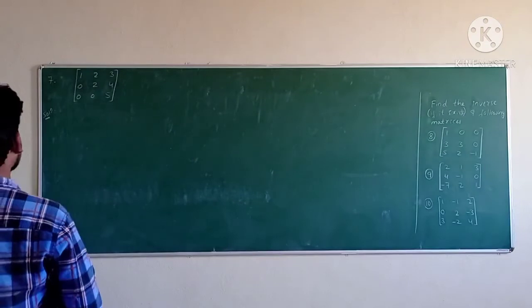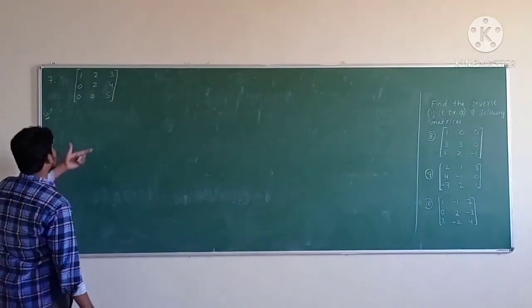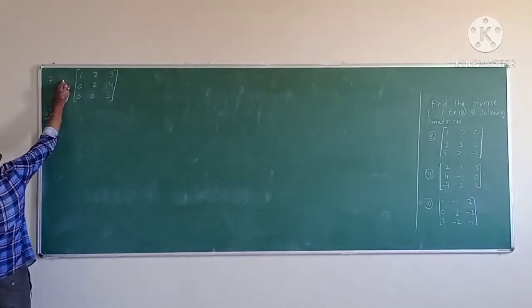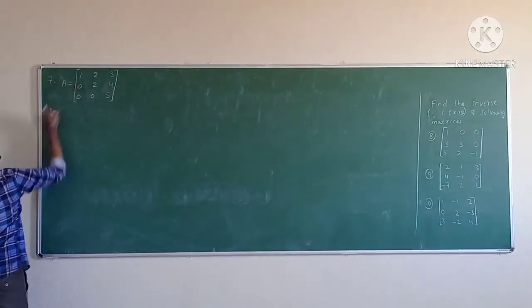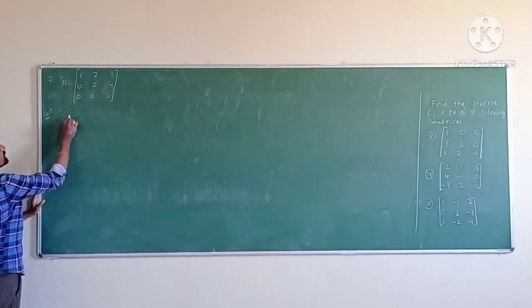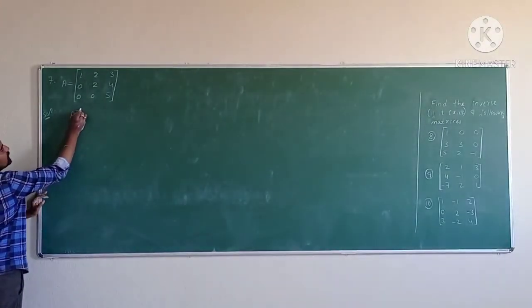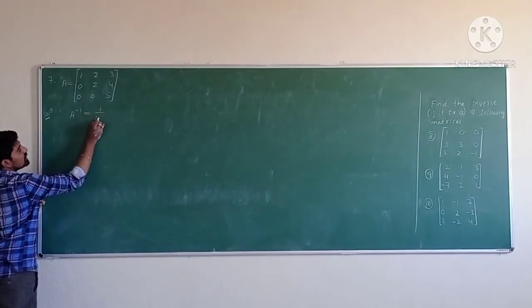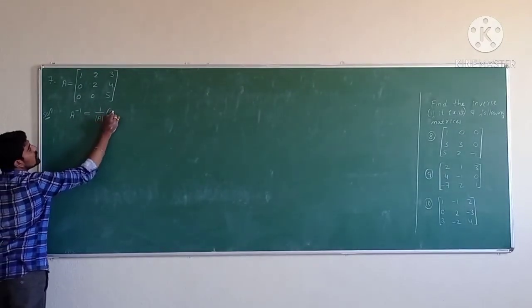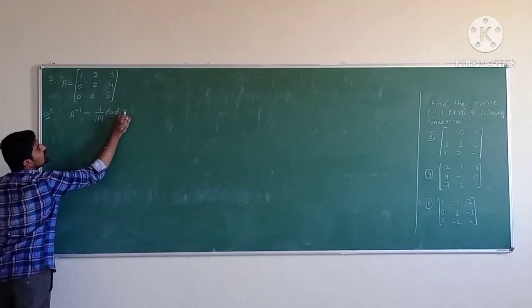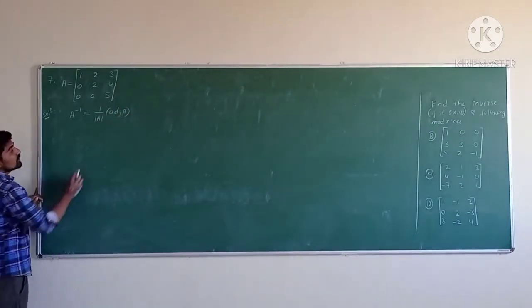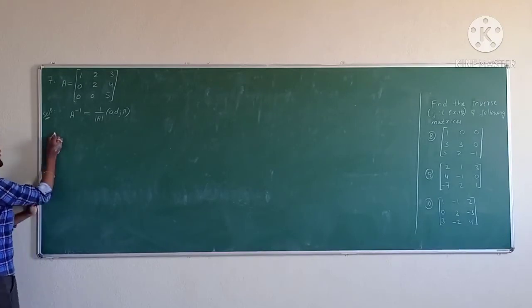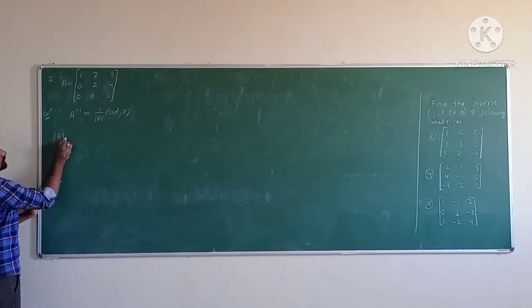So now the question number 7. Here also we need to find the inverse of this given matrix. For that, let the given matrix be defined by A, and we need A inverse. And we know that A inverse is equal to 1 divided by determinant of A into adjoint of the matrix A, where determinant of A is not equal to 0. So for that, first we need to find the value of determinant of A.